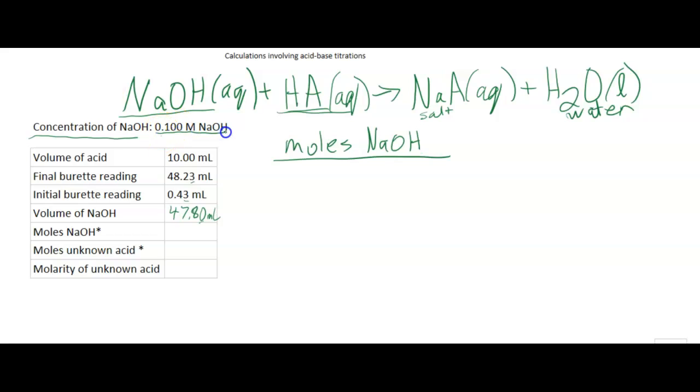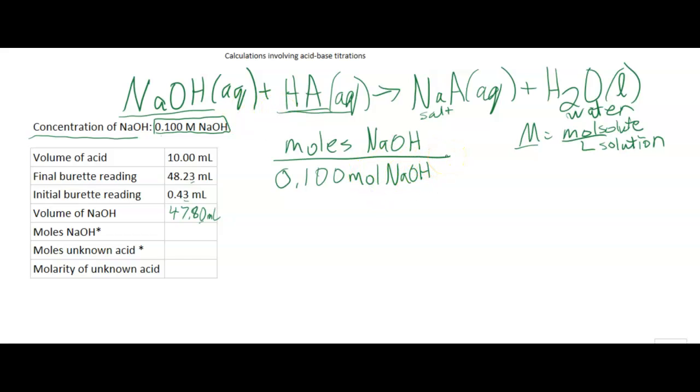A key to this is our molarity here. So remember, if we have a molarity, we can convert molarity into moles per liter because the molarity of a solution is equal to the moles of solute for every liter of solution. So I'm going to convert my concentration of NaOH here into 0.100 moles of NaOH. NaOH is our solute, that's what's dissolved in our water, for every 1 liter of solution.